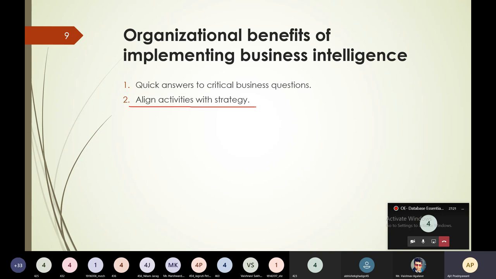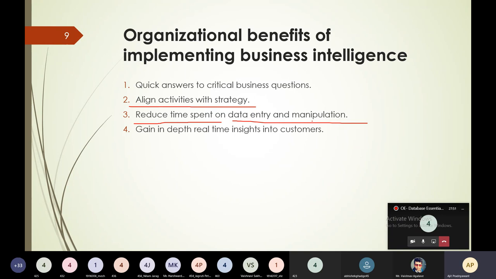Next benefit is it will reduce the time spent on data entry and manipulation. Once you implement business intelligence, it will have software tools and everything will be manipulated and done automatically. With this, it will reduce your time spent on data entry and manipulation. Next, you gain in-depth real-time insights into the customer. Every bit of data is present in front of you. With this, you will get real-time insight into your customers.